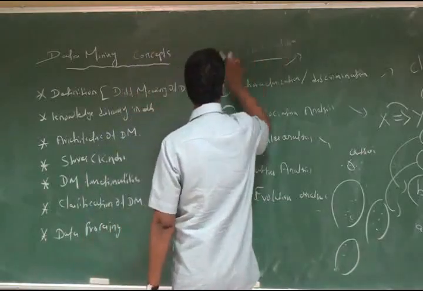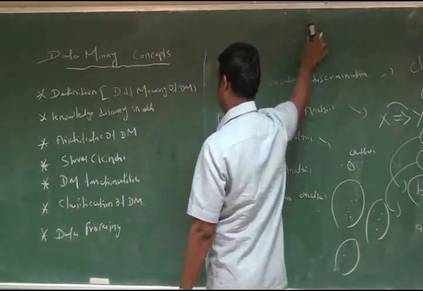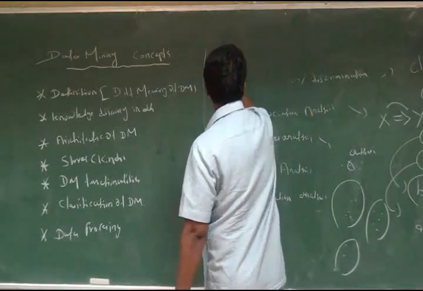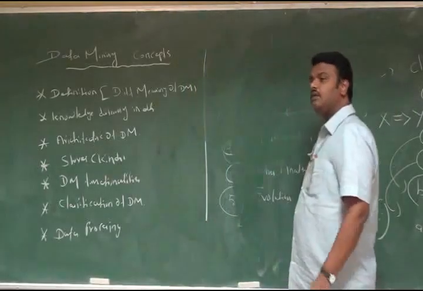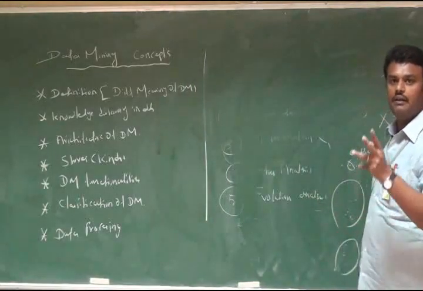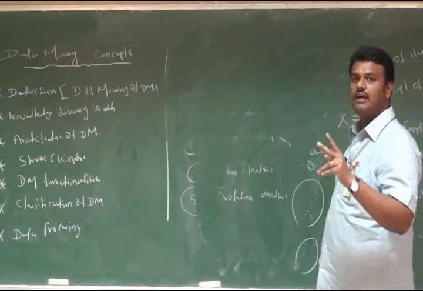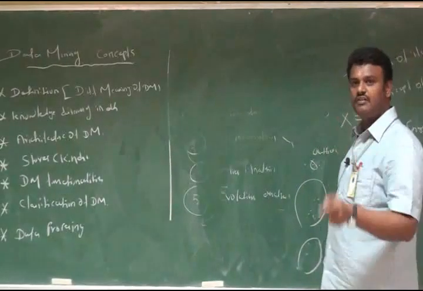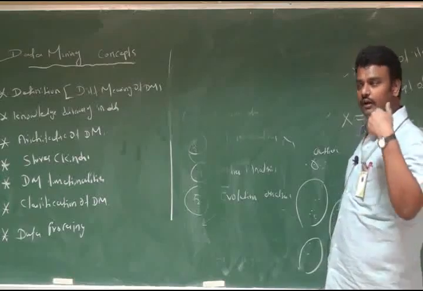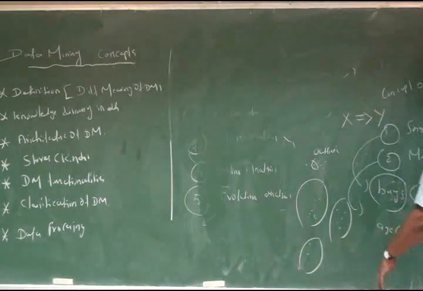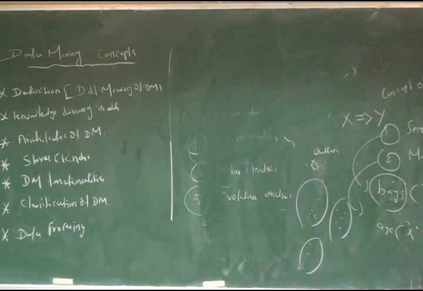The next one is the data mining classification. The classification of data mining: the first one is the classification according to the kinds of database mined, then the classification according to the kinds of knowledge mined, the classification according to the technique analyzed, and the classification according to the application adapted. These are the different classifications of data mining.